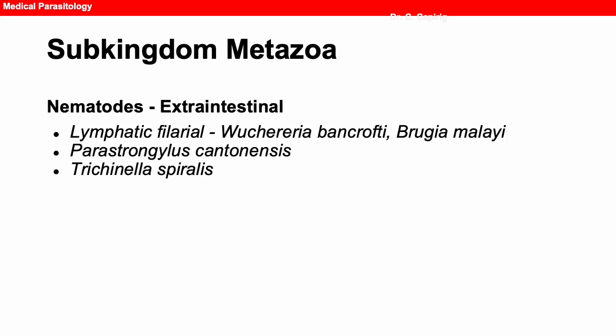For extraintestinal nematodes, we have the lymphatic filarial parasites, Wuchereria bancrofti and Brugia malayi. This organism causes filariasis. Angiostrongylus cantonensis and Trichinella spiralis, these are your tissue nematodes. Trichinella spiralis causes the infection trichinellosis, a type of parasitic infection that involves the skeletal muscle.